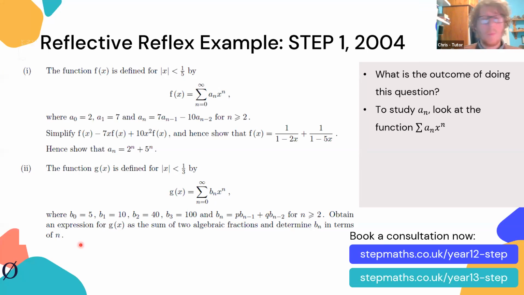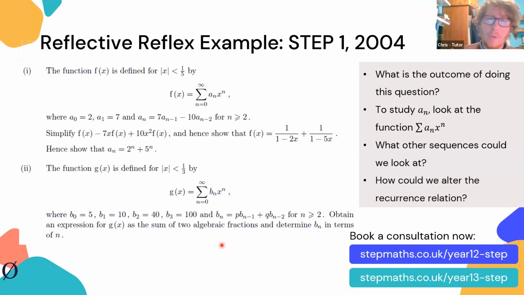So, well, what might we try to do? We've just solved one recurrence relationship. Maybe we could think about other sequences. So we basically found the nth term of a sequence. What other sequences could we look at? And connected with that question is the next point. Now, how could we alter the recurrence relationship? Because the recurrence relation kind of defines the sequence. Well, that and the first couple of terms.